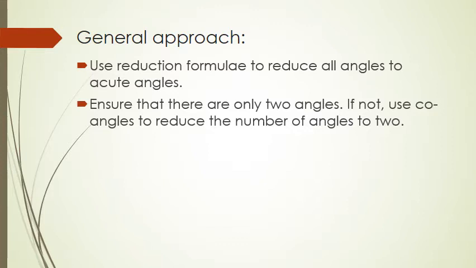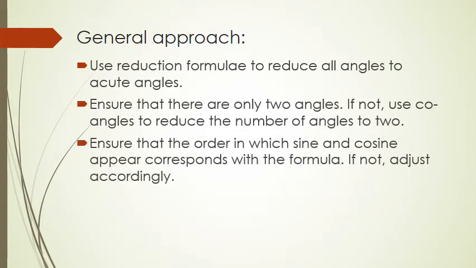Secondly, ensure that there are only two angles. Remember, the compound angle formulas are in the form sine alpha cos beta, cos alpha sine beta, or cos alpha cos beta, sine alpha sine beta. They deal with only two angles. So if, after reducing all angles to acute angles, you still have 3 or more different angles, try to use co-angles to reduce them to only 2 angles.